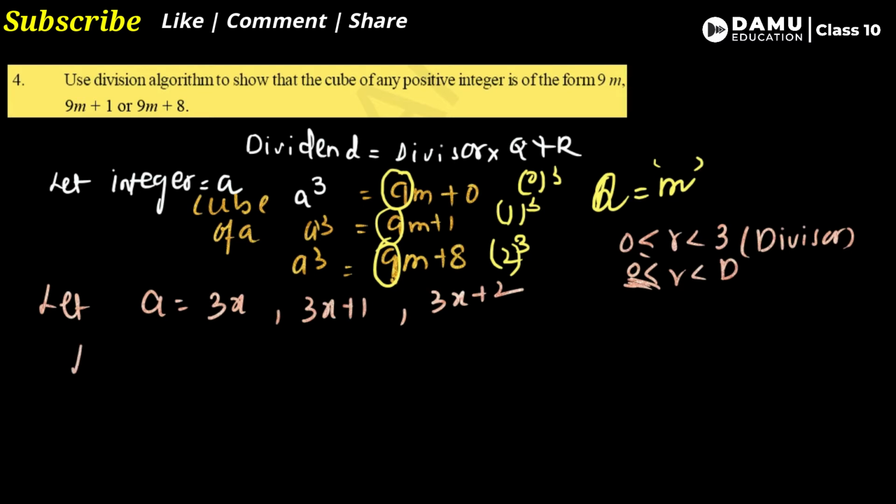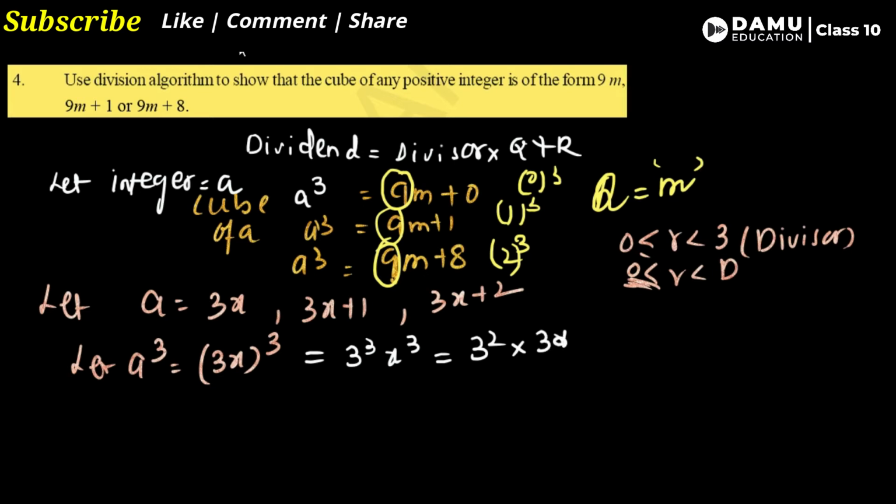So let's consider a cube will be equal to 3x whole cube. What can you write? 3x whole cube means 3 cube into x cube. That is, you can write 3 square into 3x cube. You can write like this: 3 square is 9, 3x cube. Now 9m, so here m is equal to 3x cube.